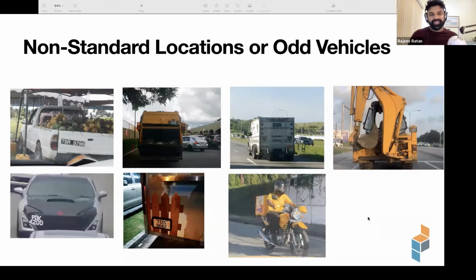And then you have non-standard locations or just odd vehicles. So if you have a detector and the data set only has plates where you expect to find them, like in this car, if the plate is up here, that can present a problem, like in this tractor here and this motorcycle here, or this bus. Well, it's actually a food truck that it was on the left here. So for this van and this car.